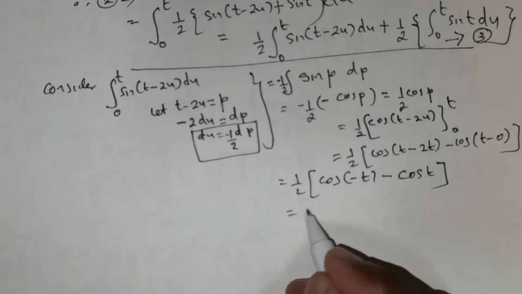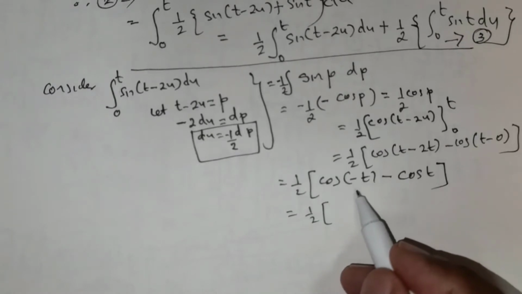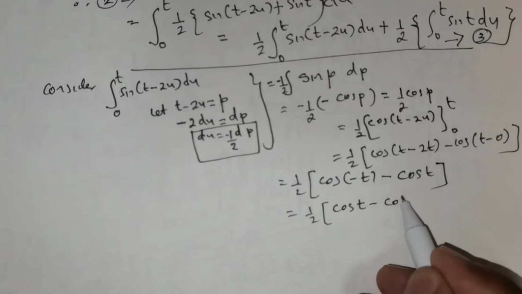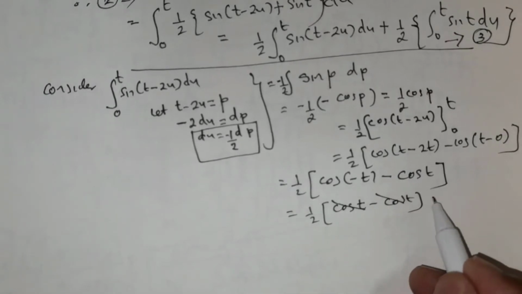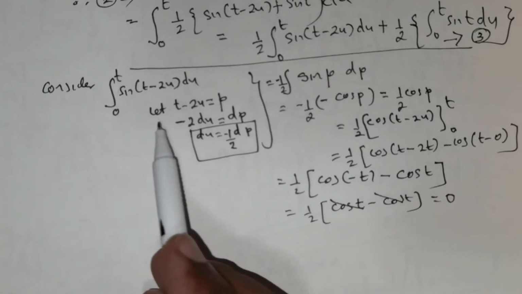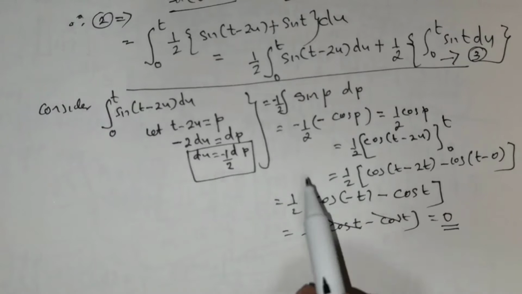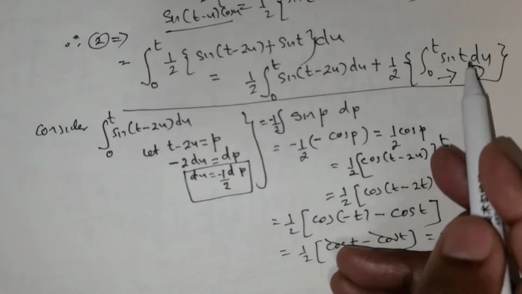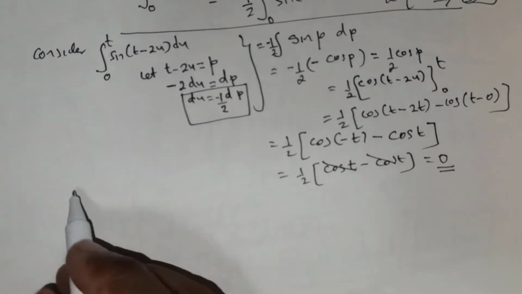Now you can rewrite this. This is going to be 1 over 2. Now cos is an even function, so cos of negative t is going to be cos t, followed by negative cos t. Clearly you can see cos t and negative cos t get cancelled, giving you 0. So the value of the integral is 0. So clearly this vanishes. I'm not going to do anything now. I need to first get this quantity out of my way.